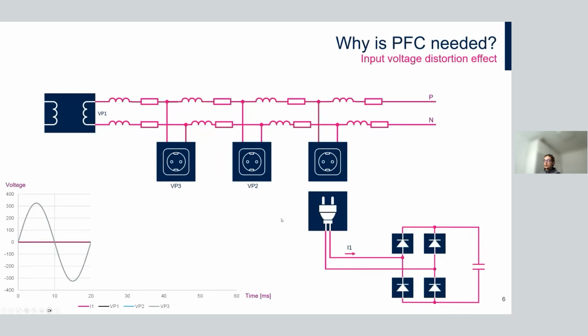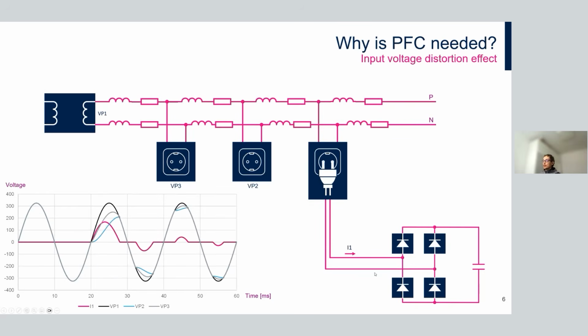The consequences of these high peak currents are basically two. The first one is that if you consider you have some distribution line of the power, you have a few sockets, and if you connect this rectifier without the PFC, you will take the peak current, and you could observe the distortion of the sinusoid in the grid. So it's the first issue.